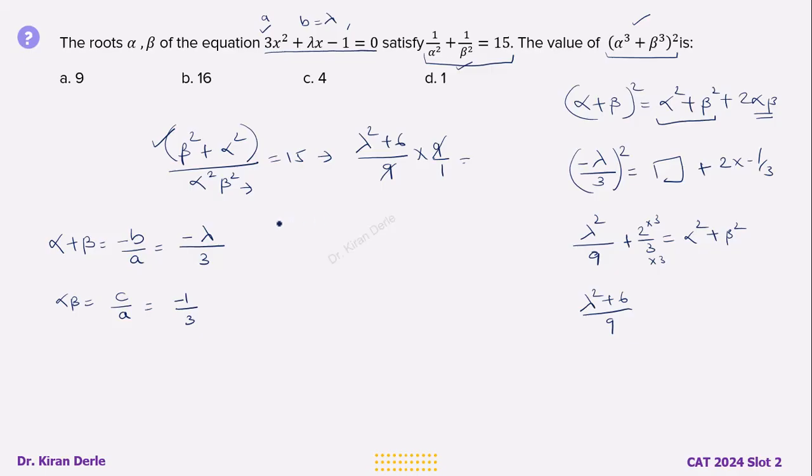So what we got here is λ² + 6 = 15. The 6 will go to that side, so λ² = 9, so λ will be plus 3 or minus 3. We have got one value as plus 3 and the other as minus 3 of this b, which is the coefficient of x in this quadratic equation.